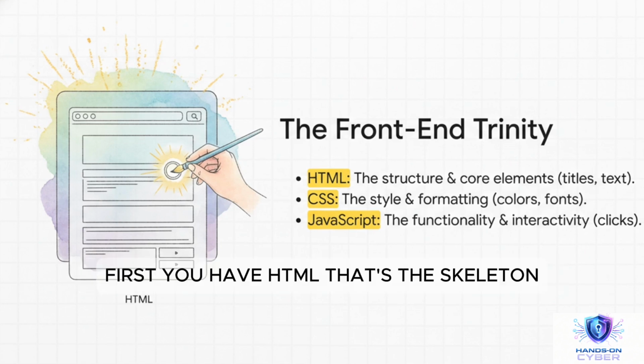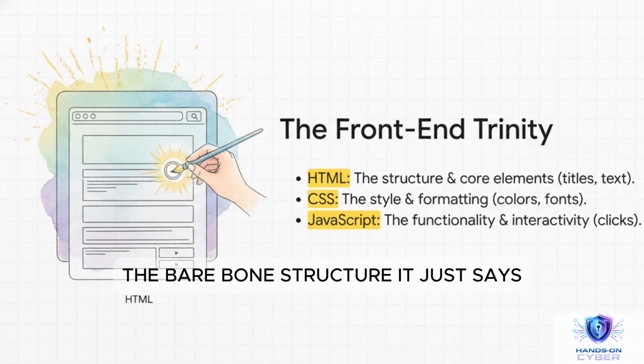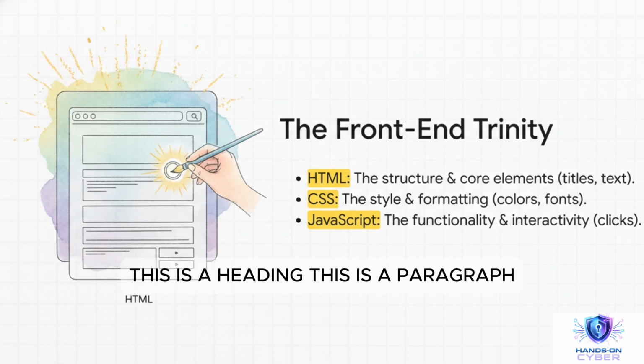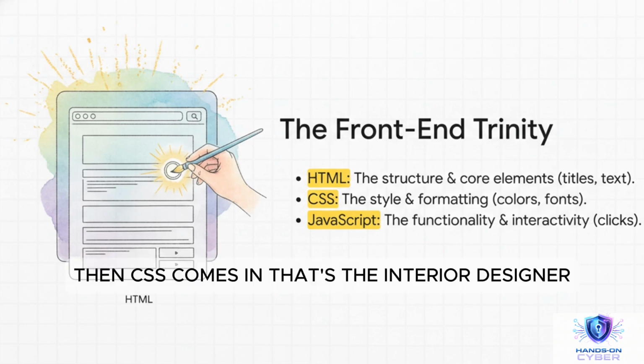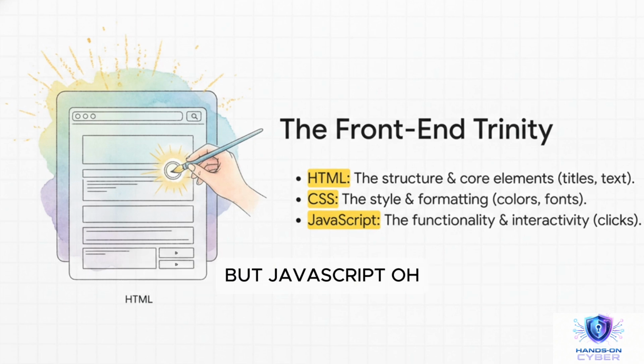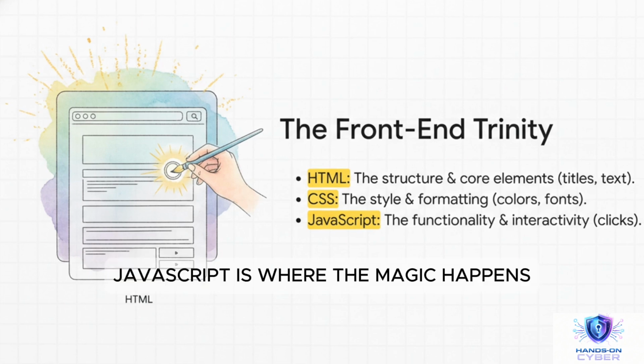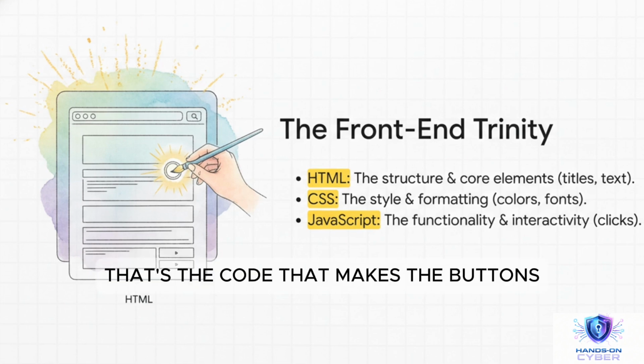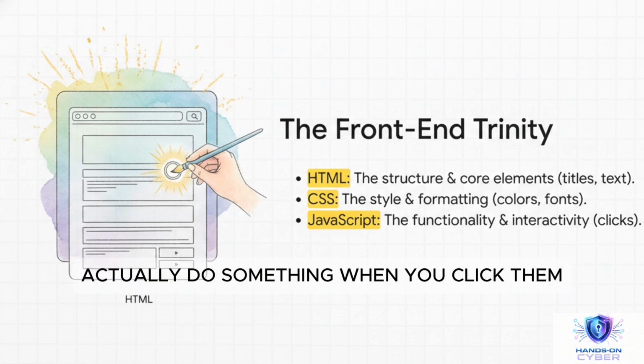So that storefront is basically built with this holy trinity of technologies. First, you have HTML. That's the skeleton, the bare-bones structure. It just says, this is a heading, this is a paragraph. Then CSS comes in. That's the interior designer. It adds all the style, the colors, the fonts. It makes it all look good. But JavaScript? Oh, JavaScript is where the magic happens. That's the code that makes the buttons actually do something when you click them.